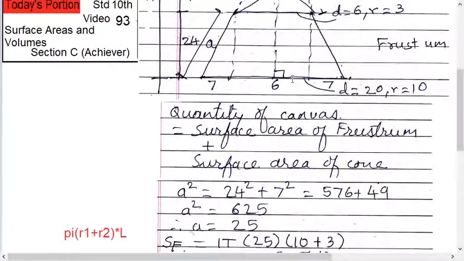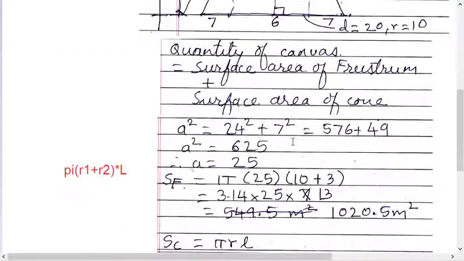What is R1? This is 10 and this is 3, right? So 10 plus 3, that is 13. So 3.14 into 25 into 13. So it becomes 1020.5 square meters.